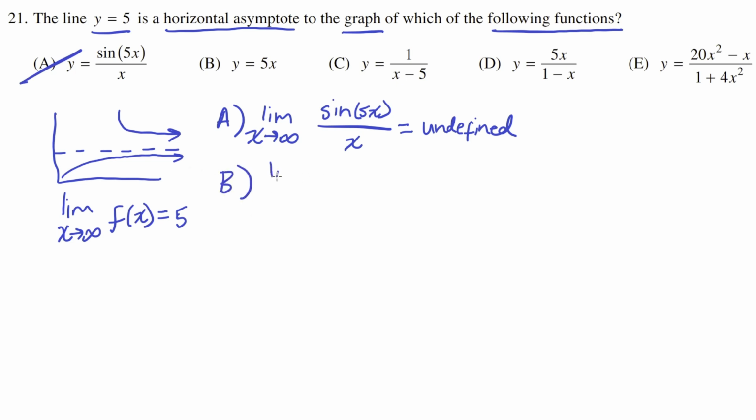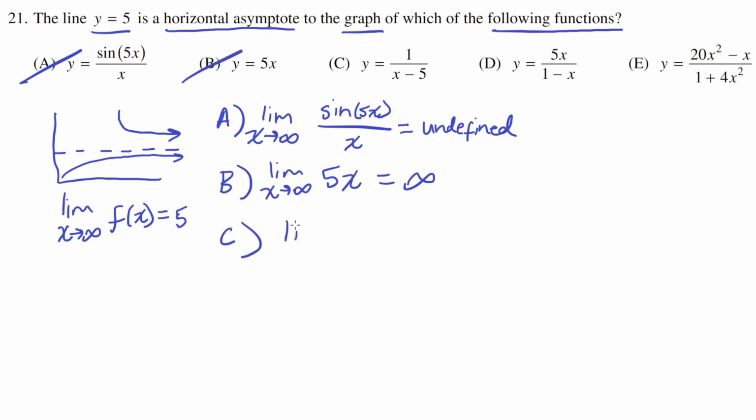And then what about B? The limit as x approaches infinity of y equals 5x. If we plug in infinity for x, we're just going to get infinity, because in the xy plane, y equals 5x is a linear line with a positive slope. So as x goes to infinity, this function will just keep growing without bound. So this doesn't converge anywhere. So B cannot be correct.